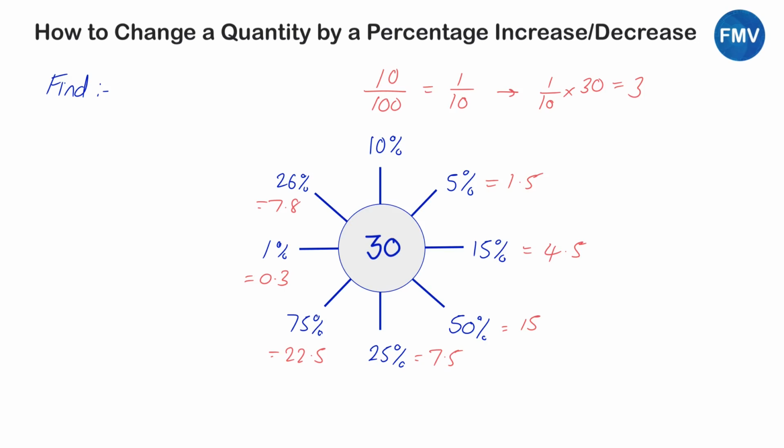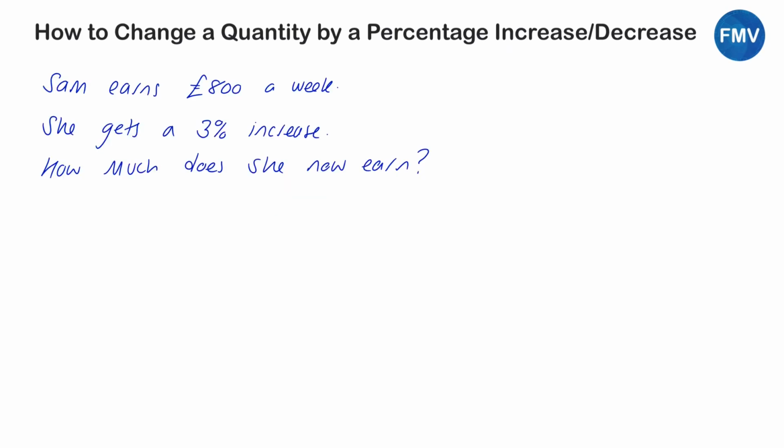Let's move forward now and start looking at changing a quantity by a percentage increase or decrease. So here we are. Sam earns £800 a week, and she gets a 3% increase. So how much does she earn now? Look at this, we're actually increasing the quantity, 800, by a percentage, 3%. So we've got 100% here, plus another 3%. So our new amount is 103% of 800.